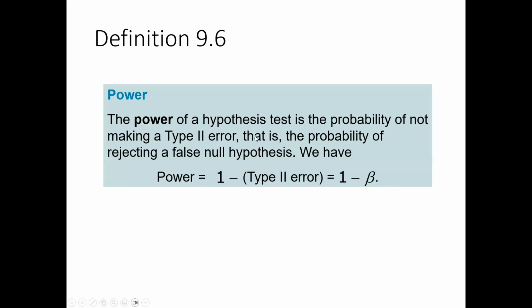So the power of a hypothesis test is the probability of not making a type 2 error. That is the probability of rejecting a false null hypothesis. Right? So that means we did the right thing. We rejected the null and it was actually false. So the power is 1 minus, and this should have had a P here, so it's 1 minus the probability of a type 2 error, and that's 1 minus beta.